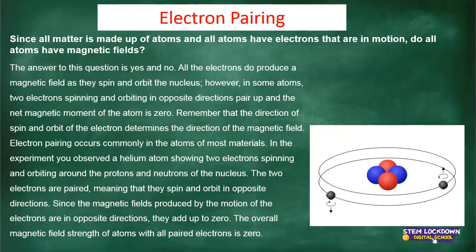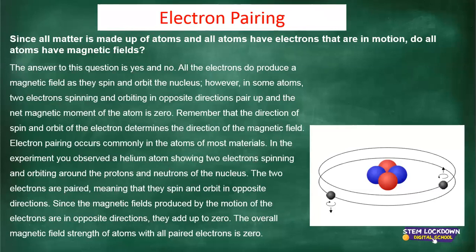However, in some atoms, two electrons spin and orbit in opposite direction pairs, and the net magnetic moment of the atom would be zero. Let's take this as an example here on the right-hand side. We have our electrons here. There are two electrons and two protons, and they are spinning in opposite directions. This one is spinning anti-clockwise, and this electron here is going clockwise. So they're spinning in opposite directions.